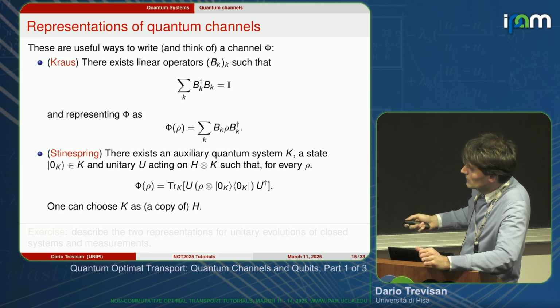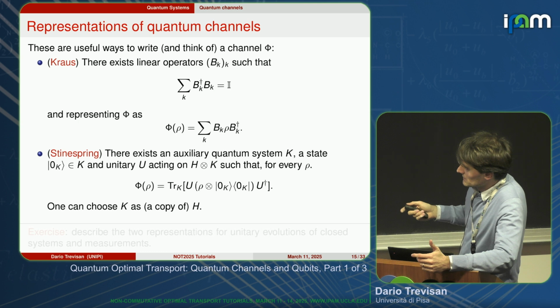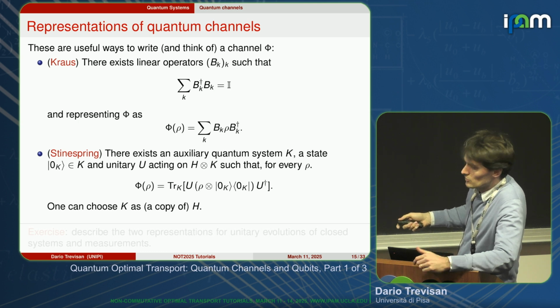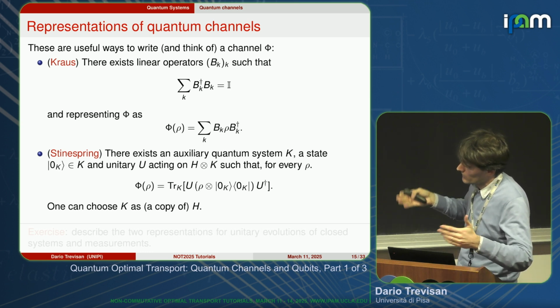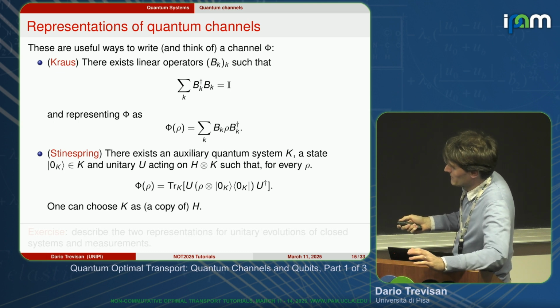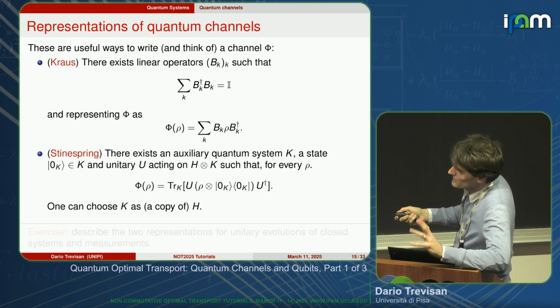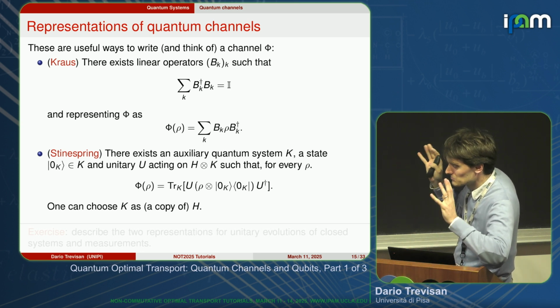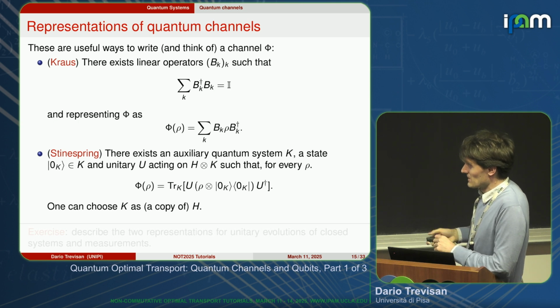If you have a state rho, you do the summation over K of B_K rho B_K dagger. You can check that, given this condition, the trace of phi of rho will be 1 if rho has trace 1, but also that it is positive preserving, and actually it's completely positive. How do we interpret this? Essentially, you are saying, though very imprecisely, that B_K is a sort of Markov kernel: if event K happens, I apply this B_K. You can think of it in these terms, but it may be far from precise.